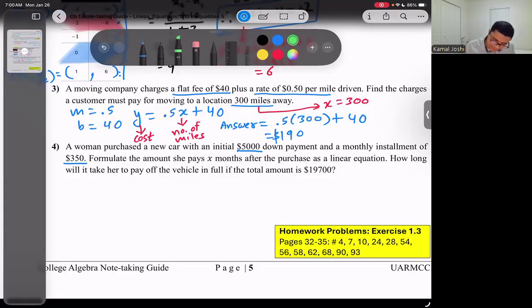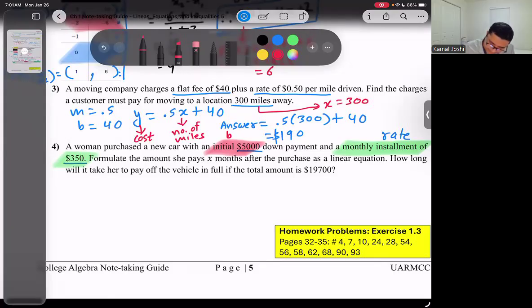Did you find that monthly installment here is the rate? Per month, right? Every month you have to pay $350. And the word initial itself should signify that this is the down payment. Initial, right? So this is the initial value. So that's the B.